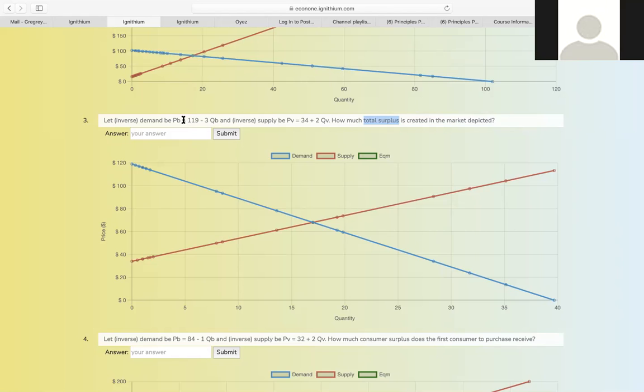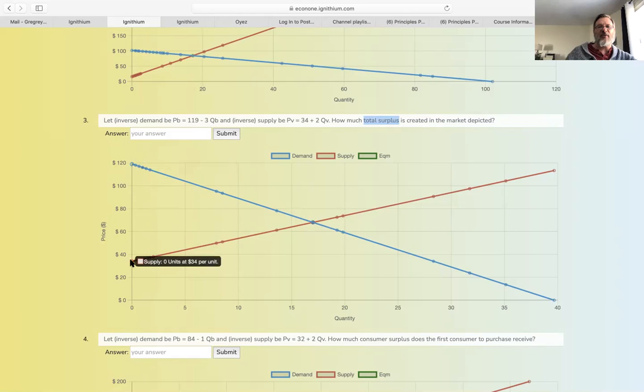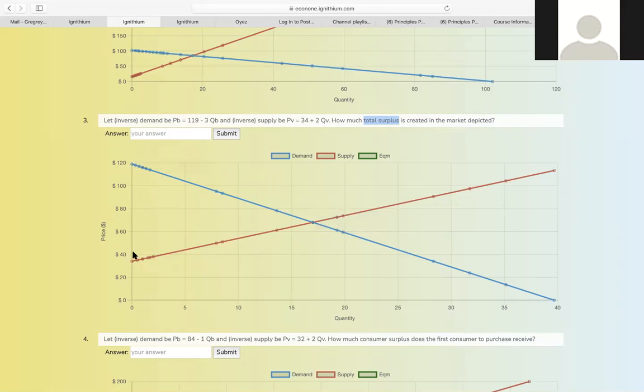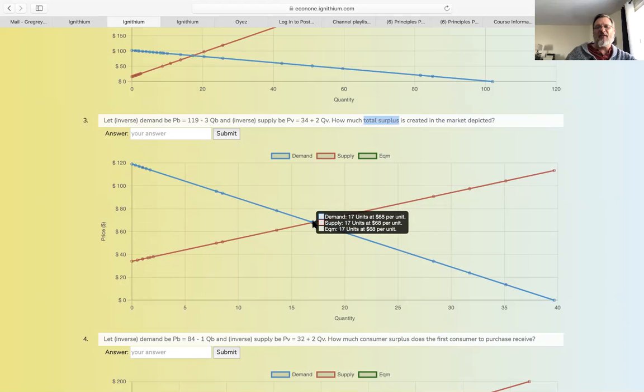Okay. Right. So this base here is going to be, we can see, 119 minus 34, right? That's the base of the triangle. And then the equilibrium quantity is 17. So that's 85. Yeah, so 85 times 17 times a half, and what do we get?